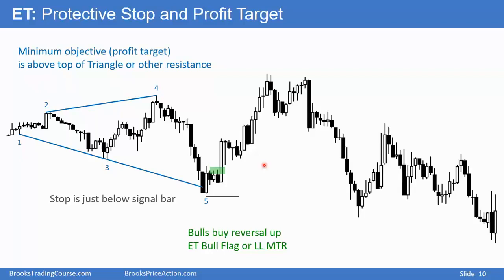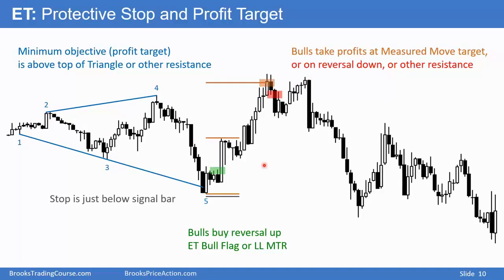Stop just below. The minimum objective, the top of the triangle, or some other resistance level, which we do not yet have. You can always look for measured moves, a very strong first leg up, a little bit of a pullback below that breakout point, but still a possible negative gap that could lead to a measured move, which it did. Bulls take profits there, or they'll take profits on the reversal down, and bears will look to sell.